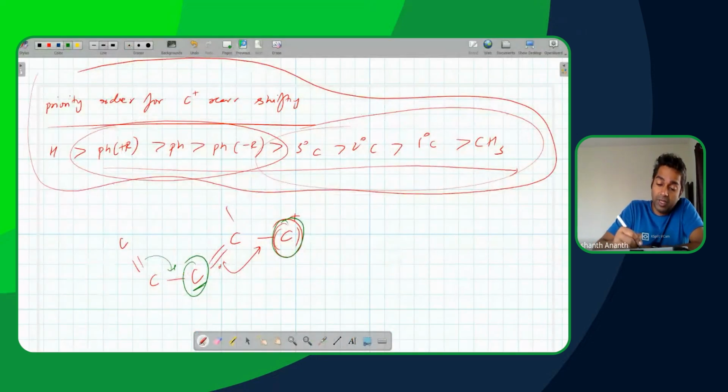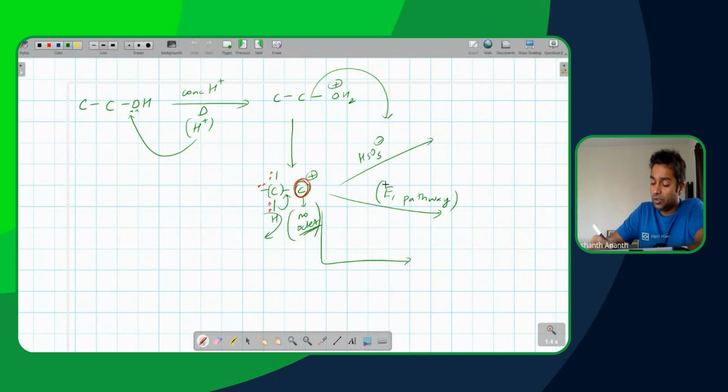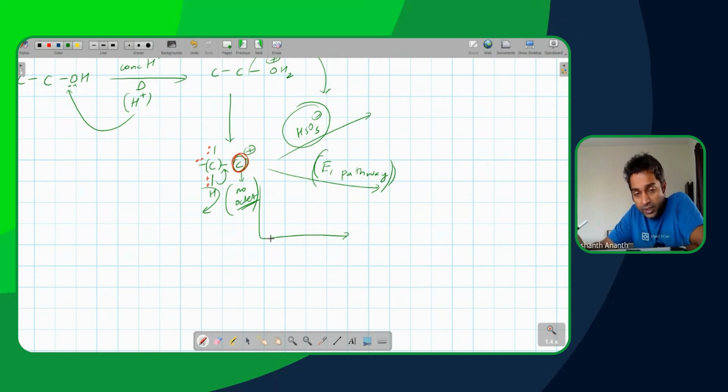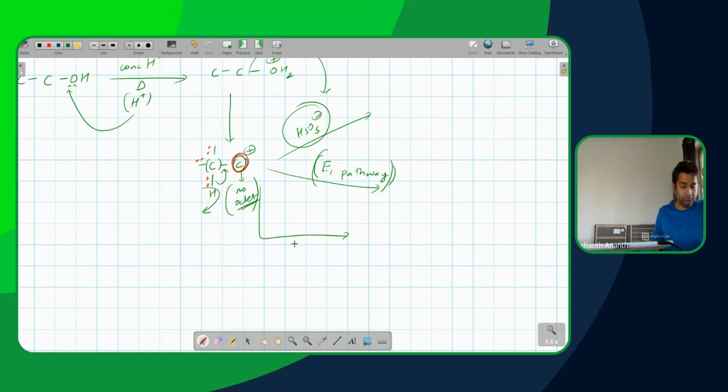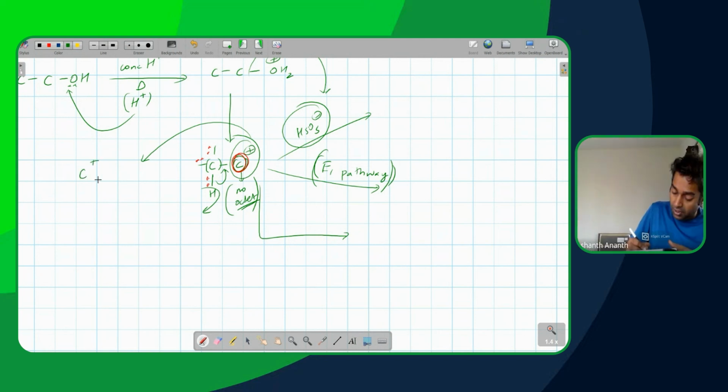Now, coming back to the elimination bit we were talking about. HSO3 minus is one pathway, the E1 pathway is one. What are the other pathways available? What else can happen? What is this system? Electron deficient. Carbocation, electron deficient. So it is an electrophile, obviously.